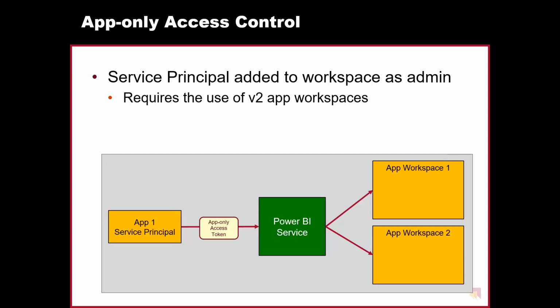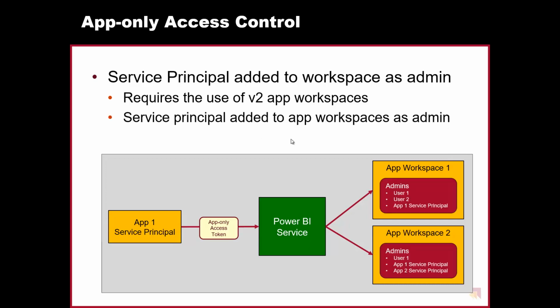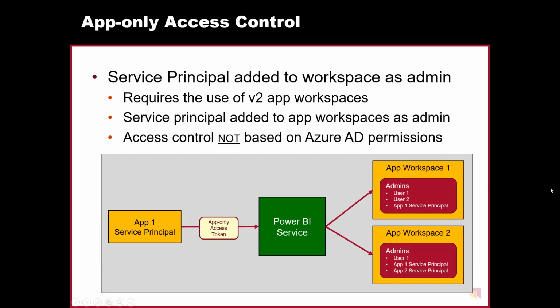Okay, let's finish up this introductory section by talking about how app-only authentication works at a high level. First of all, everything that we're going to do is going to require the new V2 style app workspace. You're not going to be able to use the older style. Now, every Azure AD application has a service principal behind it. And that service principal is going to be added to your app workspace as an admin. And one of the key points here is that nothing about access control is based on Azure AD permissions.